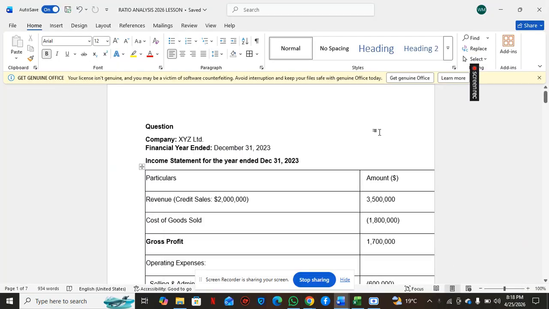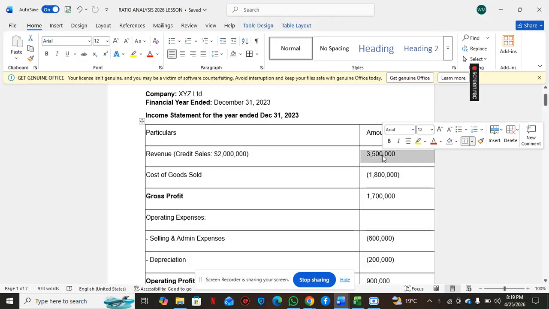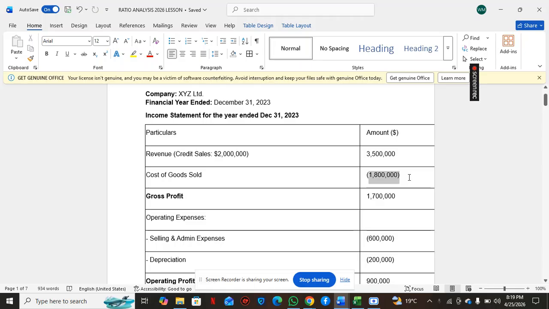Okay, so we're doing ratio analysis. We have a company here, company XYZ Limited. We've been given information on the financial statement. Here we've been told this is the revenue, sales revenue from selling the goods and services. Here we have the cost of goods sold. We have the gross profit.